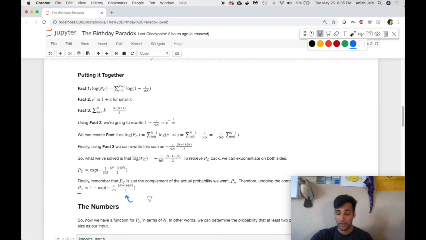So now, if someone were to come up to you and ask, hey, I have a group of size 30, and I want to know what the probability is that at least 2 people in that group share a birthday, we could very easily calculate that for them now. Plugging in n as 30 into this expression, we could give them P(A), which is the probability that there is at least one match.